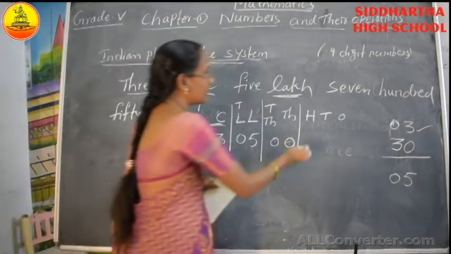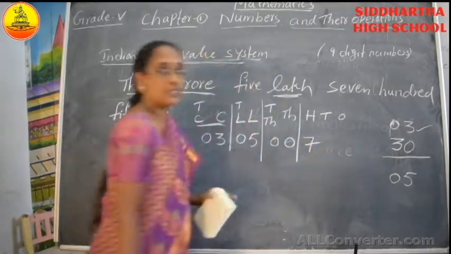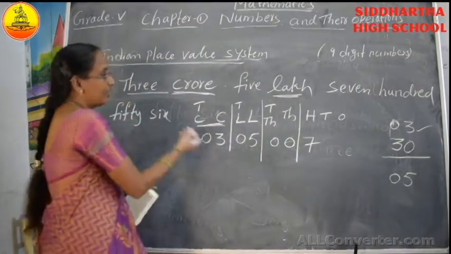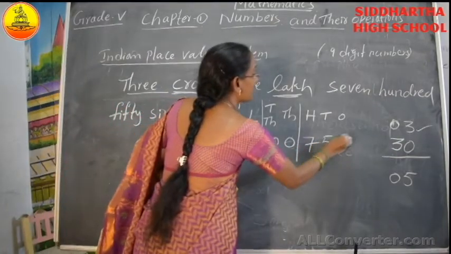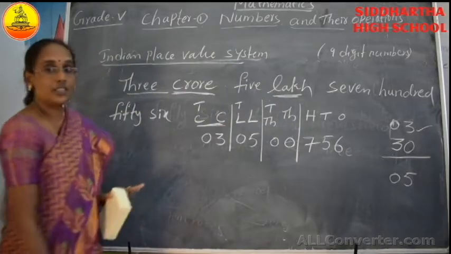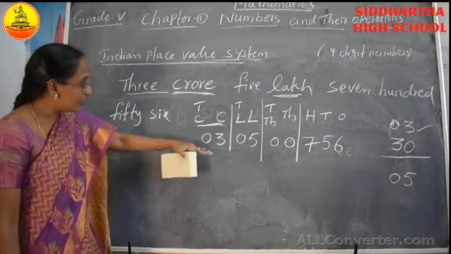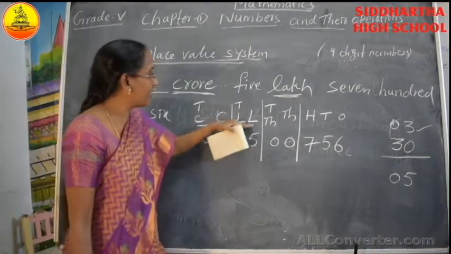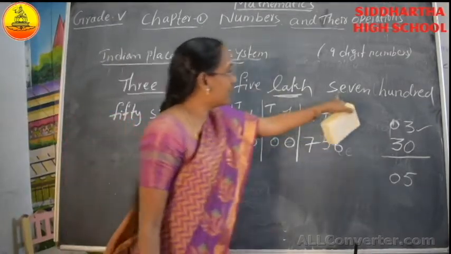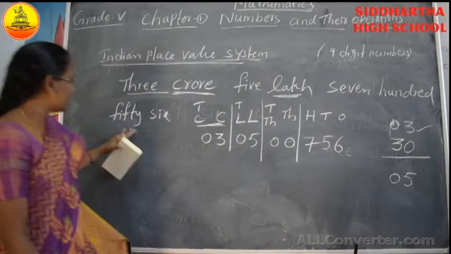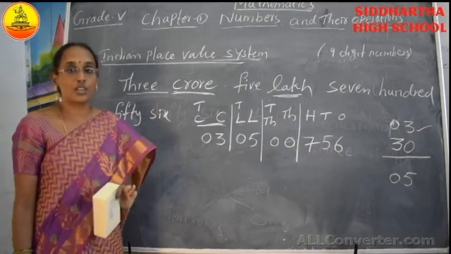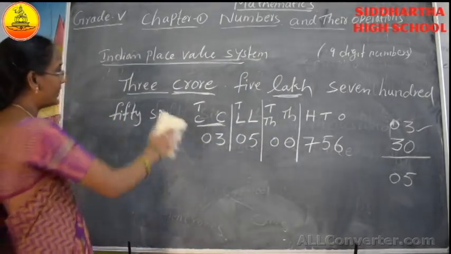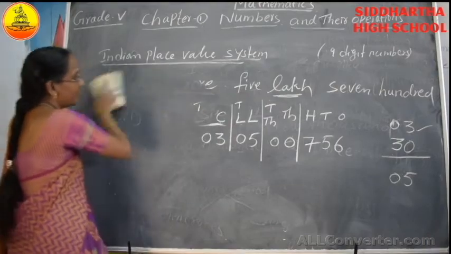Next one, 756. Already you know that it is 700, with 7 in the hundreds place. 56 has two places. This is how to read it: 3 crores, 5 lakh, 756. Okay children, this is how to write the numeral for any given number name.